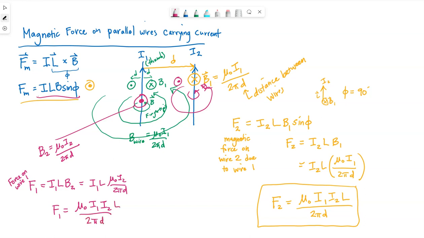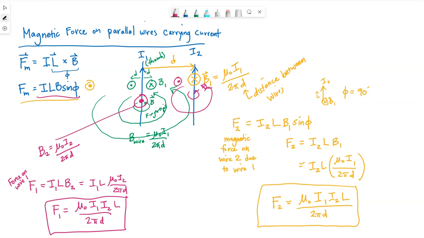Which hopefully makes sense. If you remember Newton's third law, the force on wire 2 because of wire 1 needs to also be the force on wire 1 because of wire 2. So what one object, the force that it exerts on a second object, the second object exerts the same but opposite direction force back on the first object.